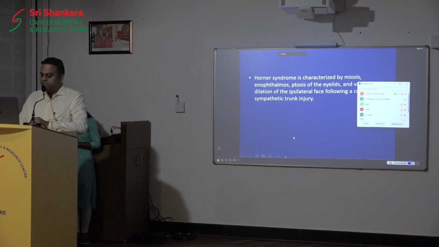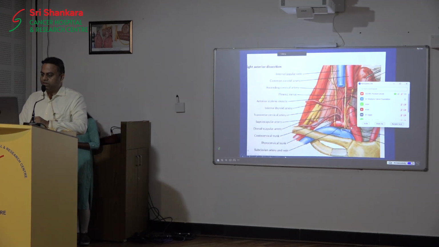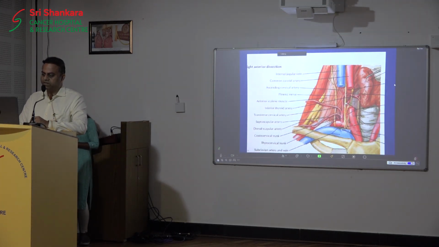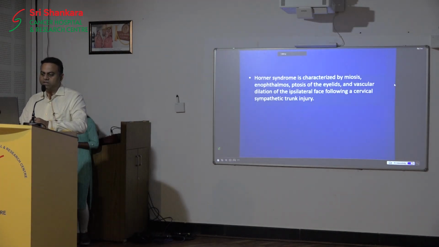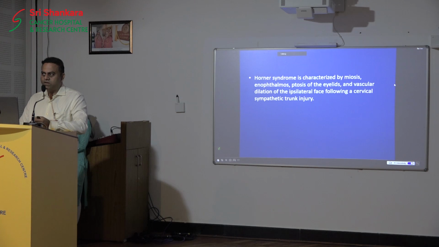We can see the course of this and the relationship of the vagus nerve. It lies between the IJV and carotid. Sympathetic injuries are extremely rare, as the sympathetic chain lies very much medial to the carotid, but some incidences have been reported. It can lead to Horner syndrome, which is characterized by miosis, enophthalmos and ptosis. Only symptomatic treatment is done for Horner syndrome.